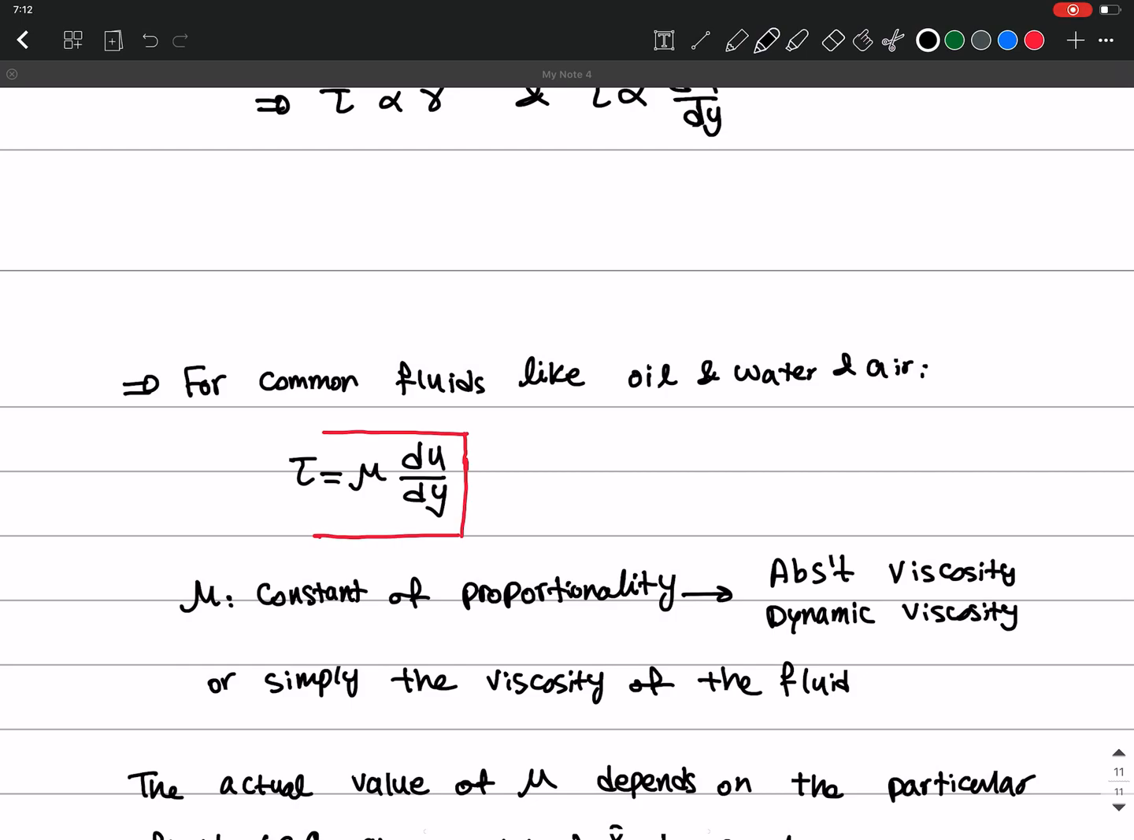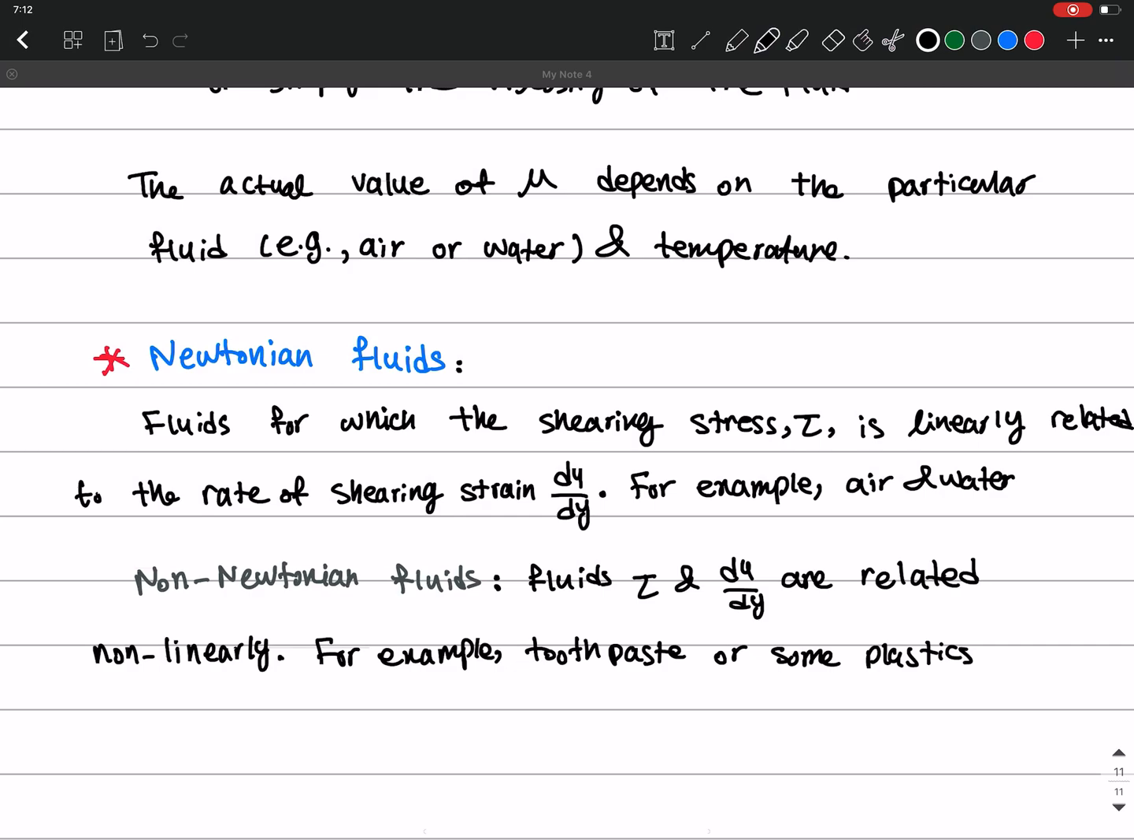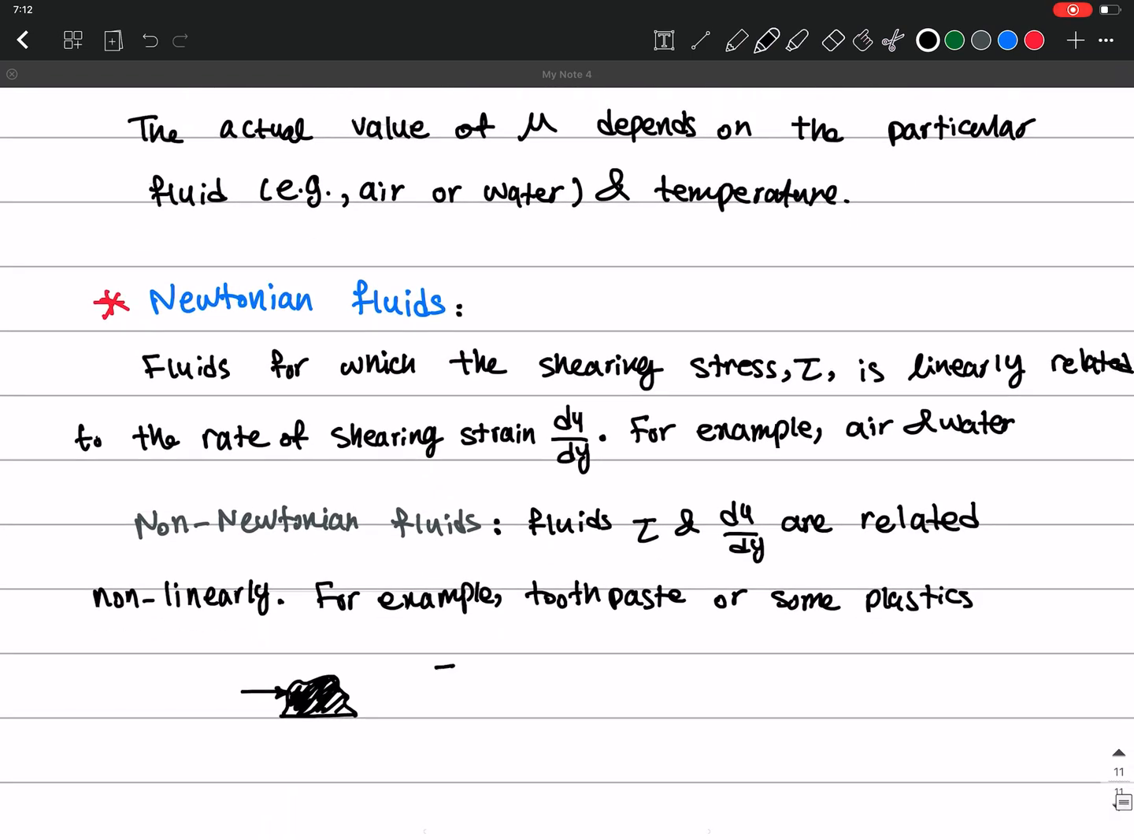For example, for a toothpaste, at the beginning, if you have something like a toothpaste here, and then you exert a shearing stress to that. If the shearing stress or the force is very small or weak, it's not going to move, right? So when tau is less than tau 0, then this toothpaste material is not going to move at all, right?